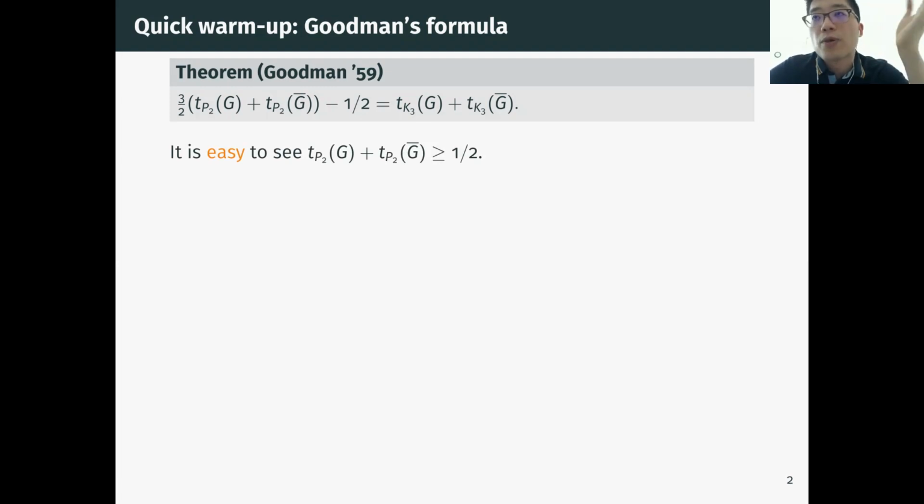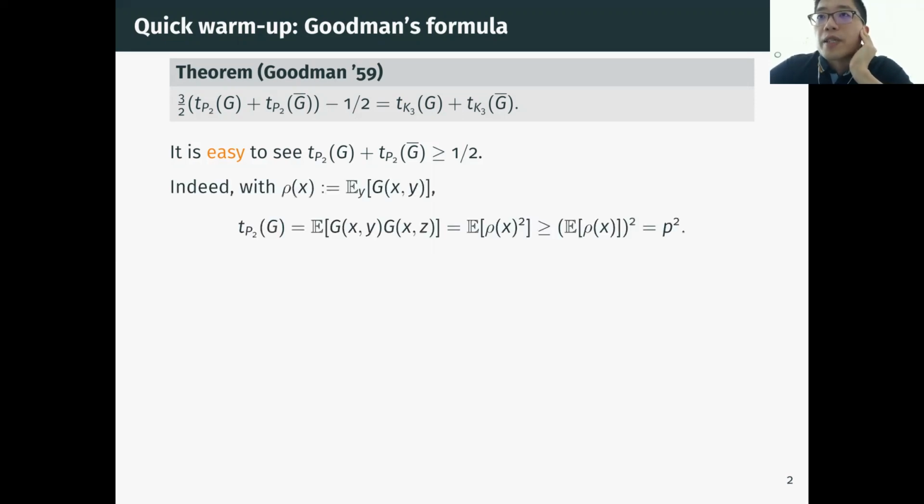But let me just show you some consequences of this Goodman's formula. Again, it is probably easier than Goodman's formula itself. It's easy to prove that monochromatic copies of the two-edge path is at least half, if normalized. Let me just give you a short proof for this.